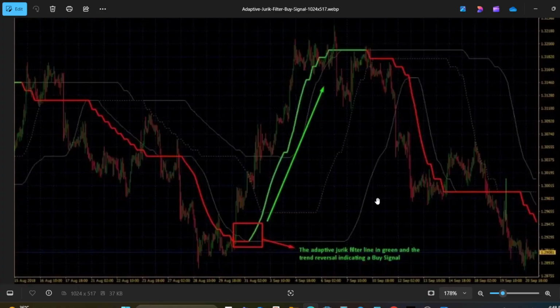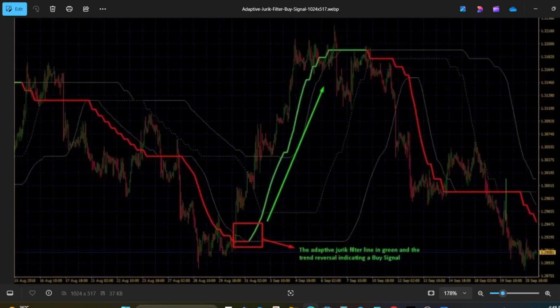In this video, we'll break down how this advanced filter works, why it's a must-have for traders of all experience levels, and how you can integrate it into your trading strategy to help you identify trends, reversals, and key market points with more clarity and confidence.